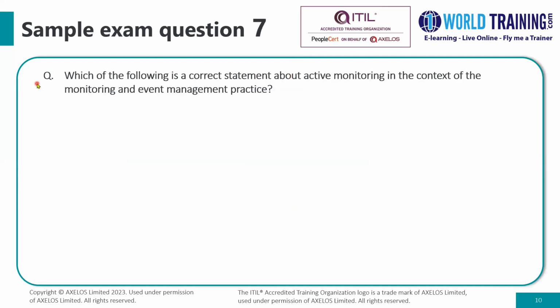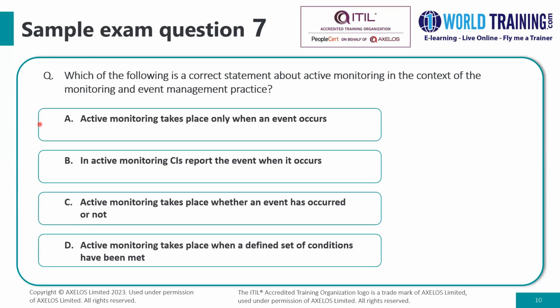Question 7. Which of the following is a correct statement about active monitoring in the context of monitoring and event management practice? A. Active monitoring takes place only when an event occurs. B. In active monitoring, CIs report the event when it occurs. C. Active monitoring takes place whether an event has occurred or not. D. Active monitoring takes place when a defined set of conditions have been met.